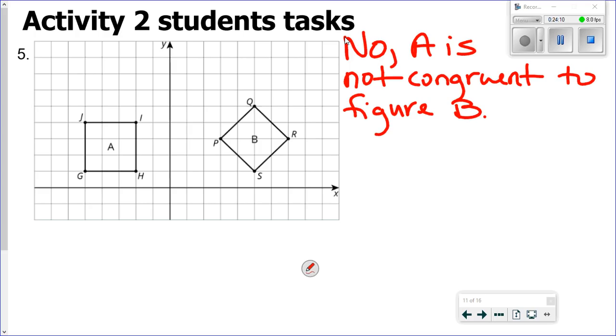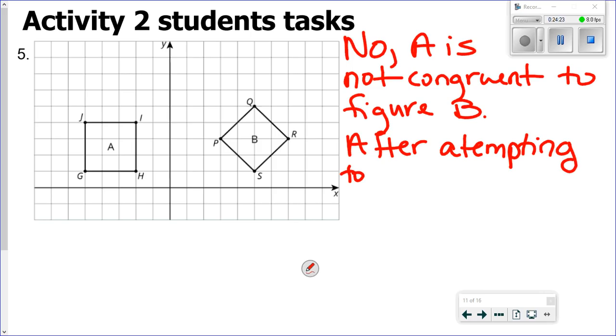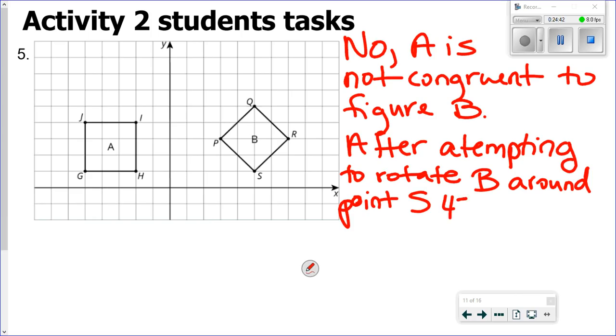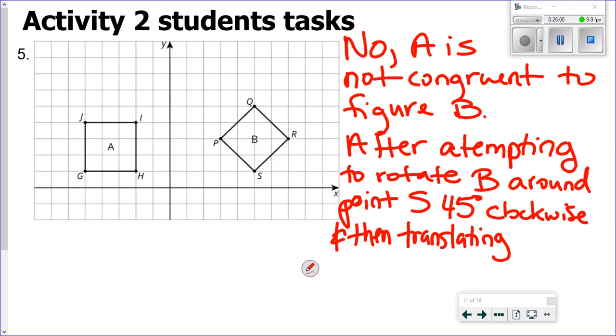So we might say, after attempting to rotate quadrilateral B around point S 45 degrees clockwise, and then translating the figure to the left 7 units, the side lengths are not equivalent.